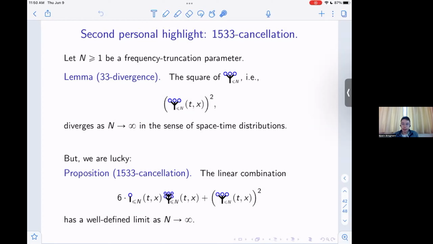So this is a real problem. And when we found this, we were distraught for at least a couple of days. But it turns out that we got lucky. Right? So even though this object here diverges as n goes to infinity, if you take a linear combination with 6 times the linear object and the quintic object, and you combine all of this, this combined linear combination actually has a well-defined limit as n goes to infinity. Okay, so individually, both of them diverge, but taken together, it does have a well-defined limit. And this is what we call the 1533 cancellation.